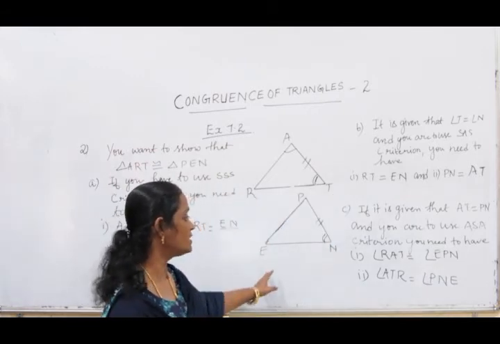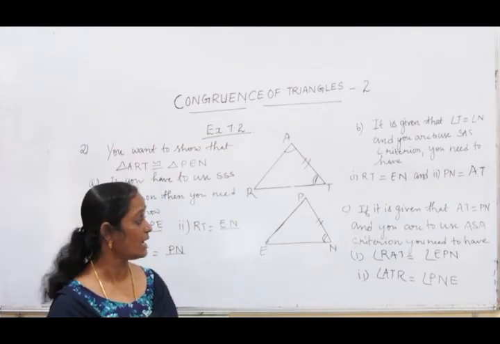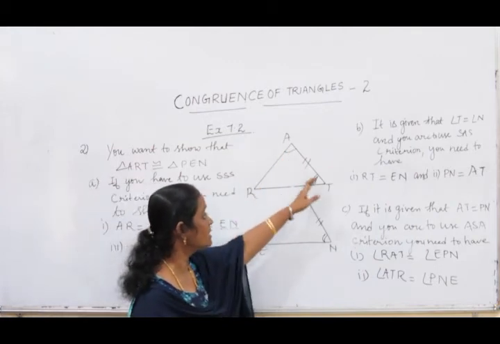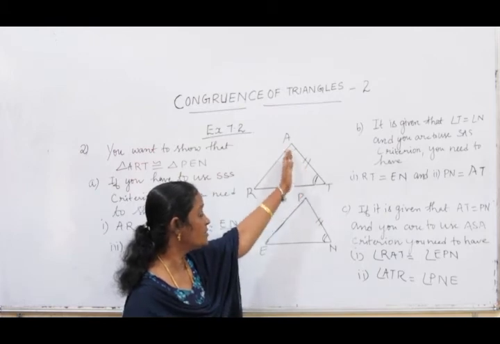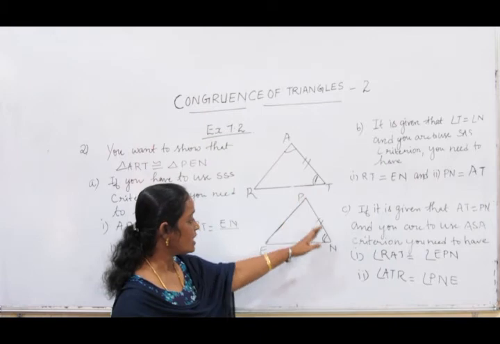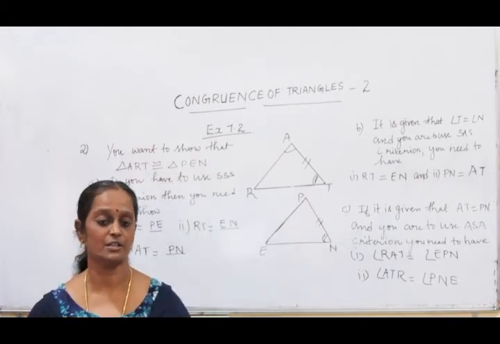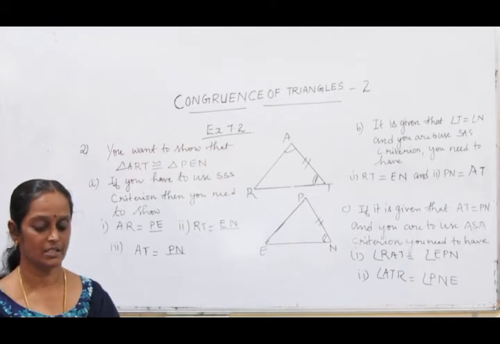So these two triangles are congruent by the ASA criterion, angle side angle. These two angles and the included side between these two angles are equal to these two angles and the included side of triangle PEN. So these two triangles are congruent by ASA criteria.